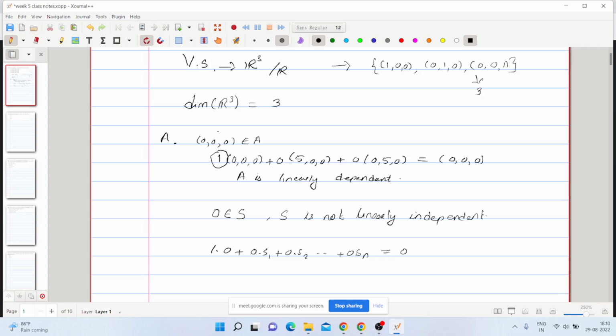So we will get a linear combination with at least one coefficient non-zero. That means this set S is linearly dependent. So what I am saying is, if any set contains the 0 vector, then the set cannot be linearly independent. Okay, is that clear?